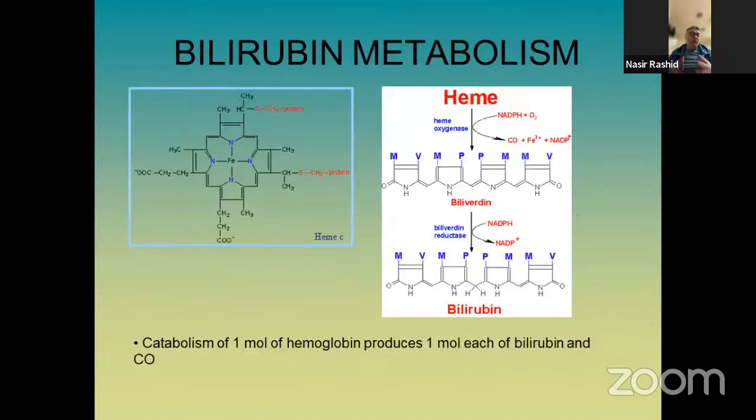To understand where the bilirubin is coming from, you first have to understand the heme molecule. The heme molecule is part of the hemoglobin. When the hemoglobin is broken down, it releases the heme molecule, which is converted into biliverdin by the enzyme heme oxygenase. That biliverdin is then converted eventually into bilirubin. The metabolism of a heme molecule releases 1 molecule of bilirubin and 1 molecule of carbon monoxide. We'll talk about the relevance of carbon monoxide being released during this process. Next slide, please.